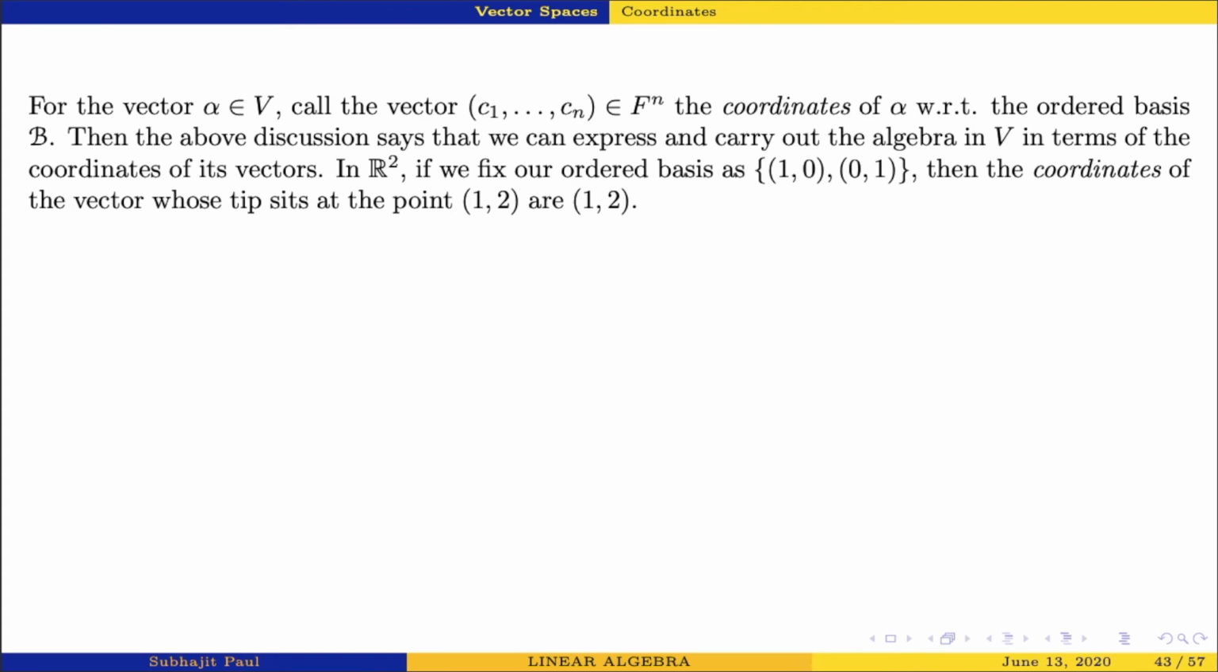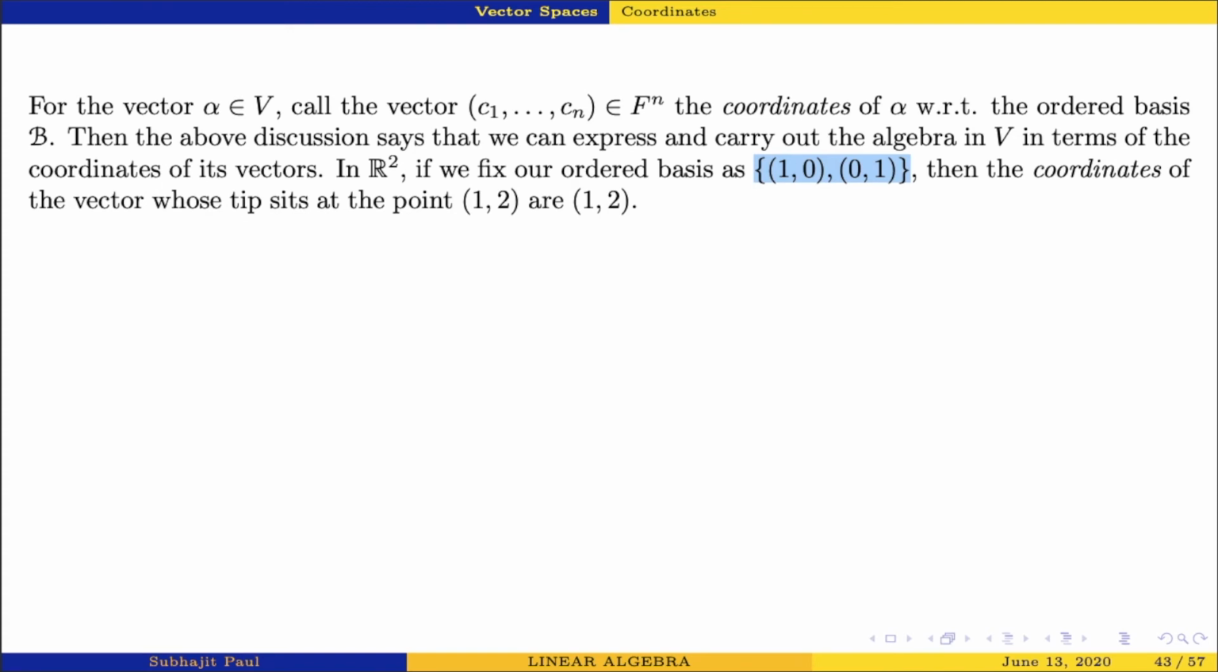So at first we had this (1, 2) as the geometrical representation of the distances along the x-axis and y-axis respectively, and over here we are imposing an algebraic interpretation of the coordinates. If we choose this as our standard basis (1, 0) and (0, 1), then the coordinates of the vector whose tip sits at the point (1, 2) are 1 and 2.